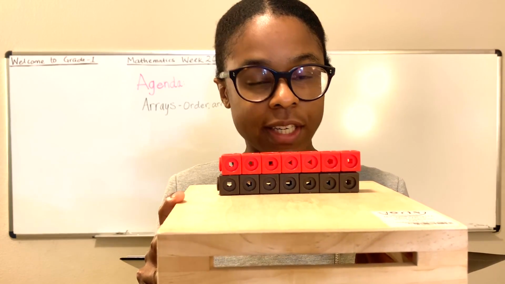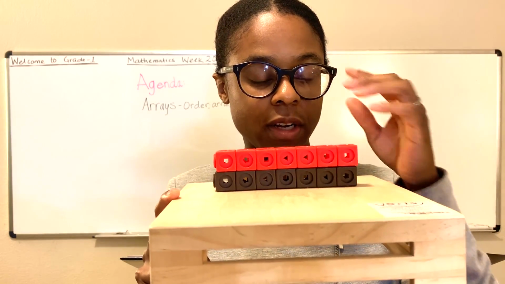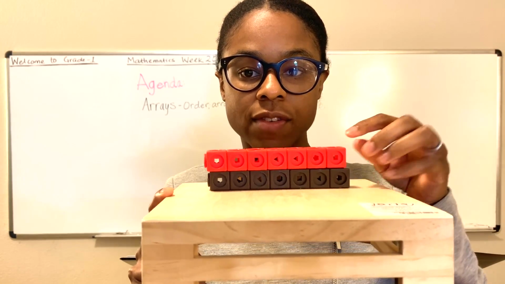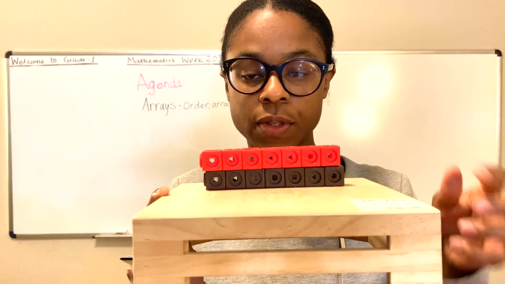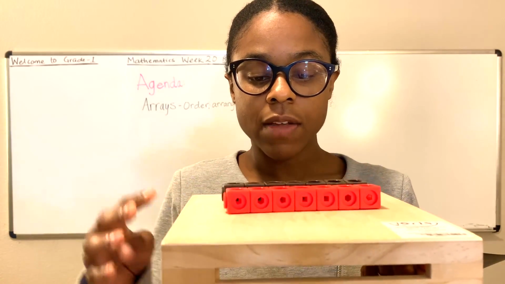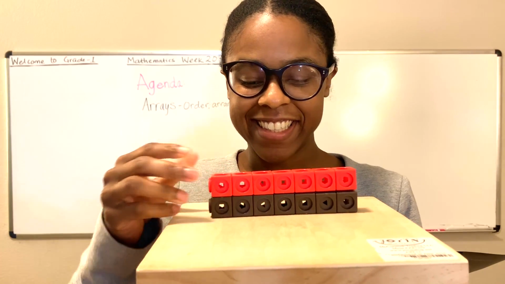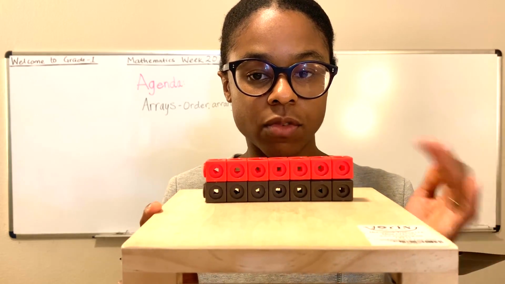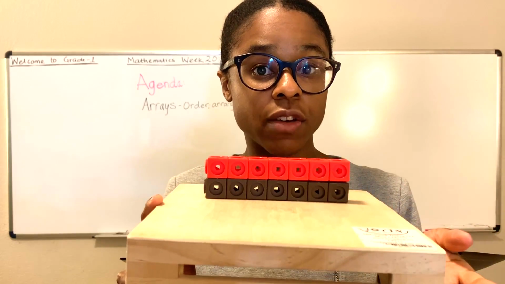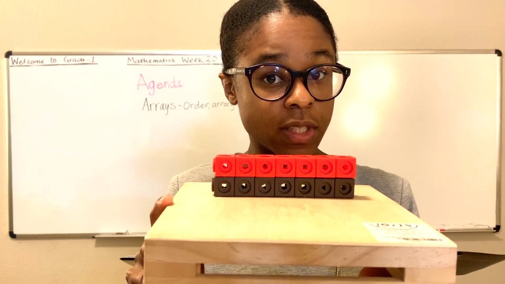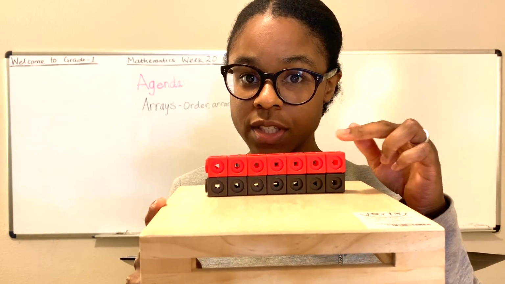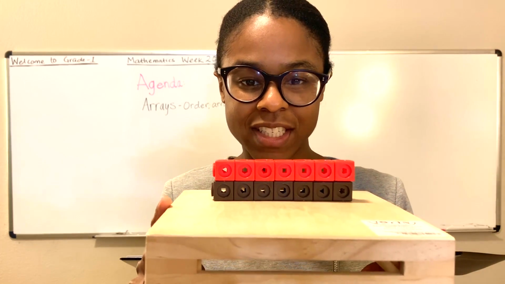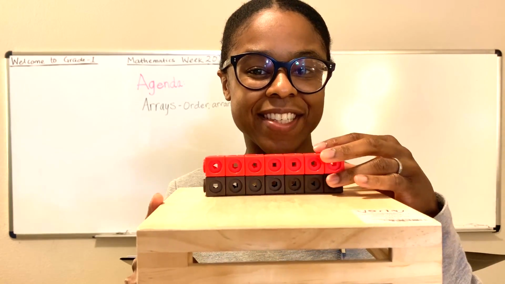How many cubes are in each group? Let's count them. 1, 2, 3, 4, 5, 6, 7. We have 7 cubes in 2 groups. In the same way as before, if you want to multiply 7 times 2, you get 14, because 7 plus 7 is 14. And 7 times 2 is just saying 7 plus another 7. So 7 plus another 7 is 14. 7 times 2 is 14.